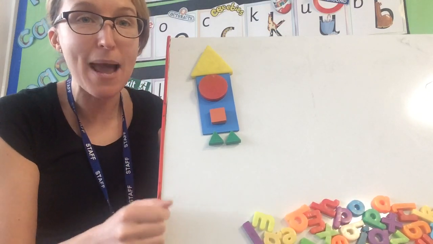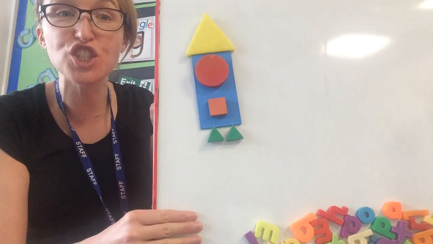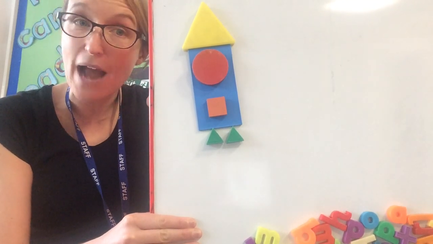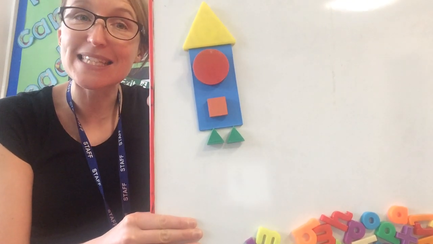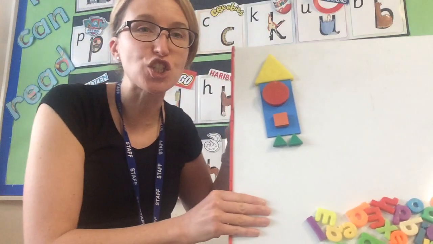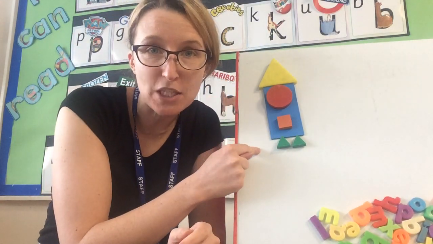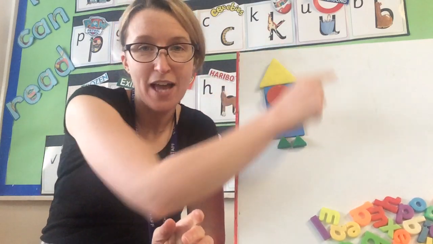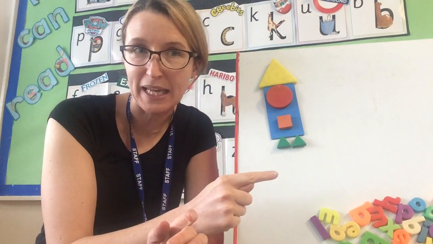And today, maybe you might see what shapes you can find all around you, shapes in your house or shapes in your pack, and see if you can make a shape rocket and see if you can talk about what shapes you have used and how many sides they have got and how many corners they have got. How creative can your shape rockets be?